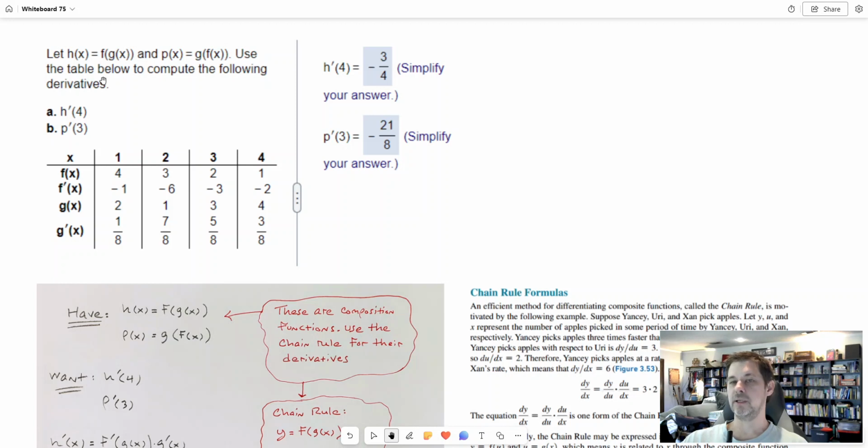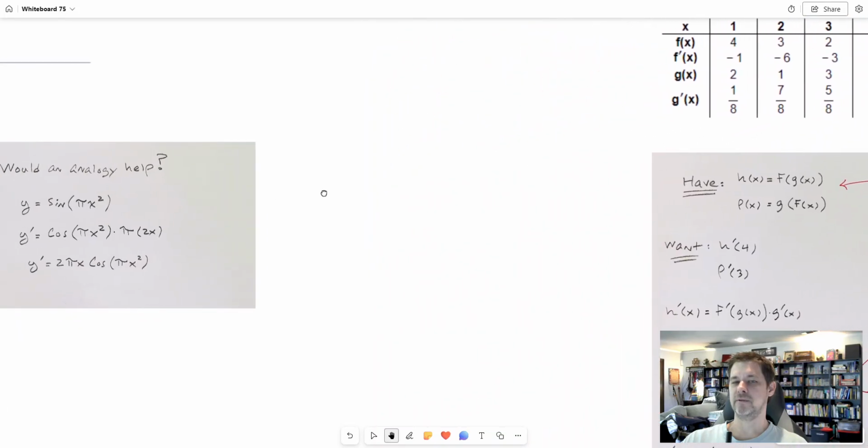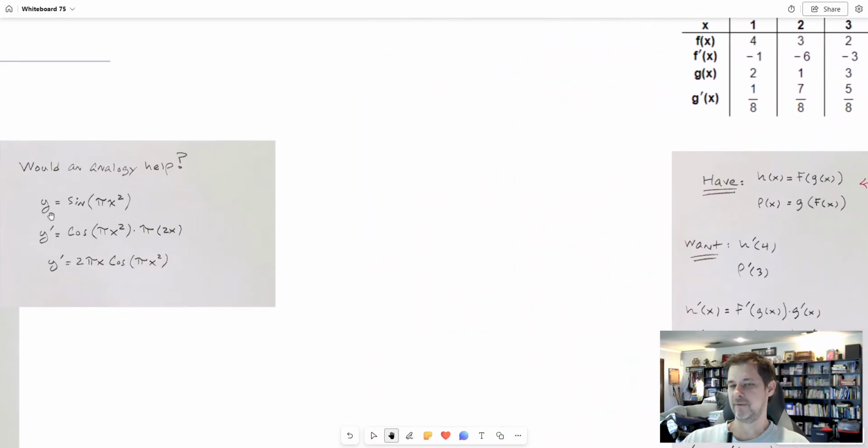Well, greetings everybody. Here is another problem from our assignment that involves the chain rule, and it's very abstract. And what I mean by saying that it's abstract is, here's an example I used in another video where I find the derivative of sine of pi x squared with the chain rule. Everything here is known. The derivative of sine is cosine.